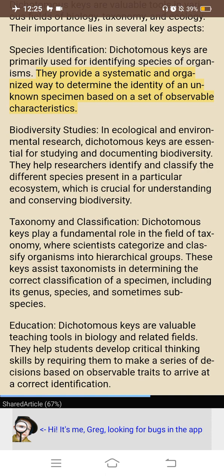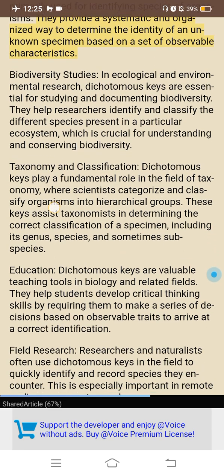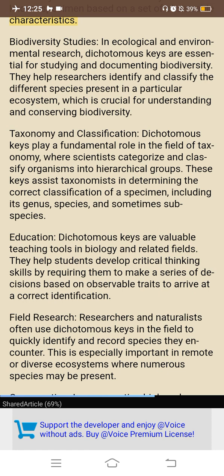Biodiversity studies and ecological and environmental research. Dichotomous keys play an important role. In ecological and environmental research, dichotomous keys are essential for studying and documenting biodiversity. They help researchers identify and classify the different species present in a particular ecosystem, which is crucial for understanding and conserving biodiversity.